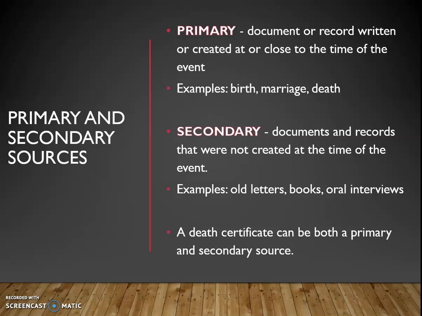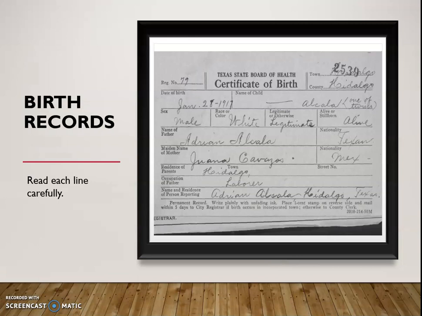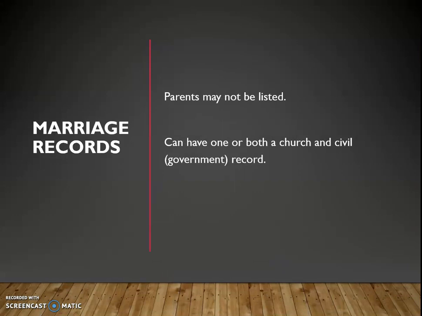Sometimes the census records can be considered secondary and not a primary source only because of the information it has, because we look at those as a guide, not as a fact. Another thing to consider is a death certificate. It is both a primary and secondary source, and we'll look at that in another slide. Now, our birth records, make sure that you read each line carefully. You want to look at all this information just to get what's there. This one right here shows that this is one of twins.